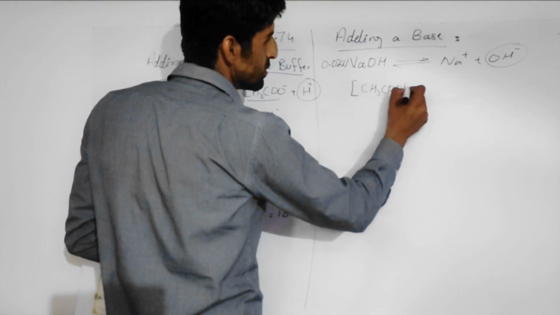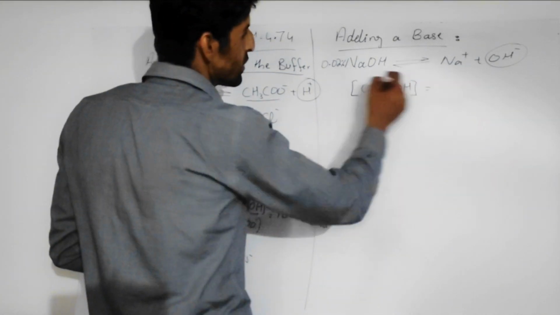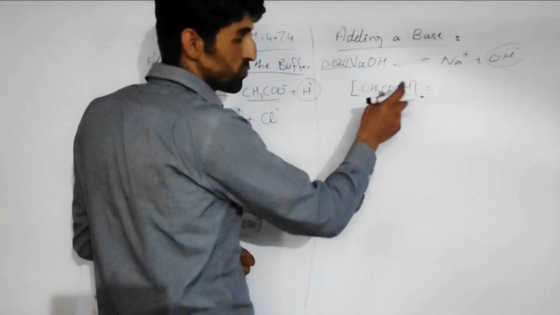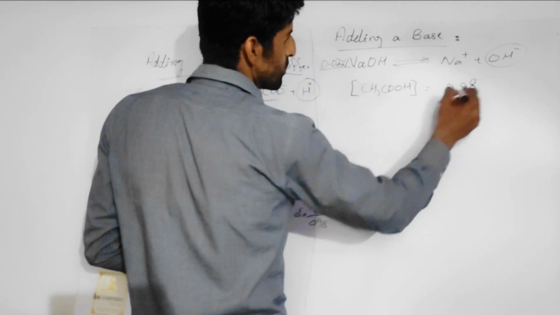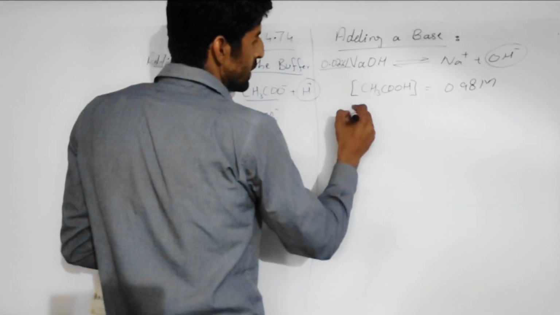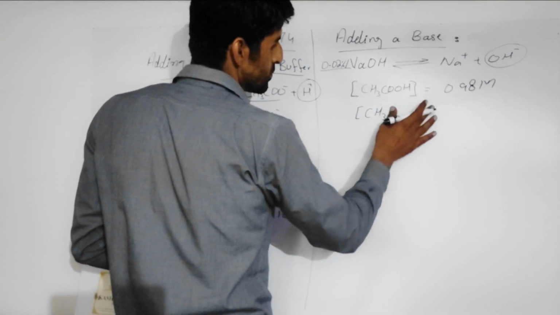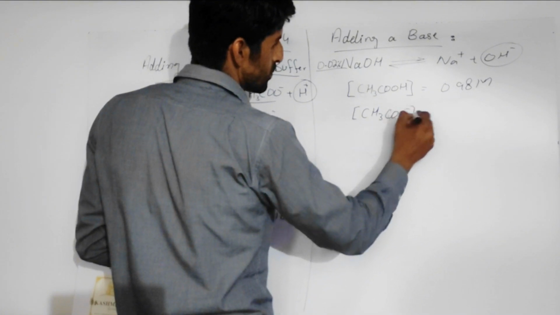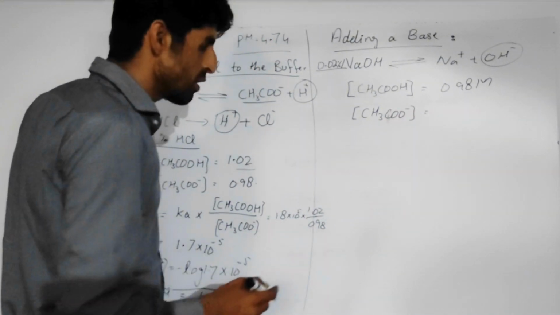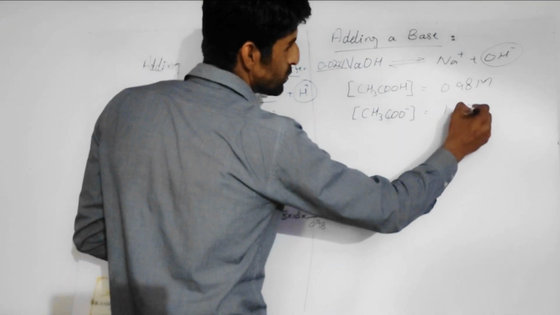So due to the introduction of the base, the new concentrations would be: the concentration of acetic acid, as we say, will decrease. So due to the introduction of 0.02 mole, the new concentration value would become 0.98 mole, and the concentration of acetate ions will become 1.02.